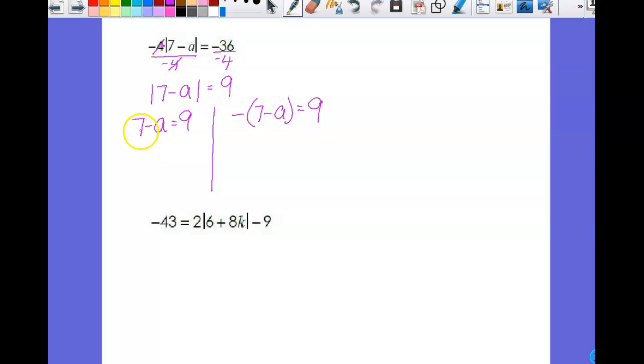So here I'm going to start by subtracting 7 from both sides. So I will get negative a equals 2. But I don't want negative a, I want a. So what does a equal? How did I get a equal? Because I subtracted 7 from both sides. Okay. So I get a equals -2. So that's one of my 2 answers.